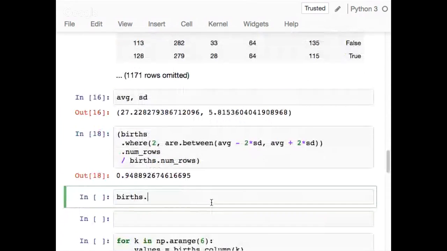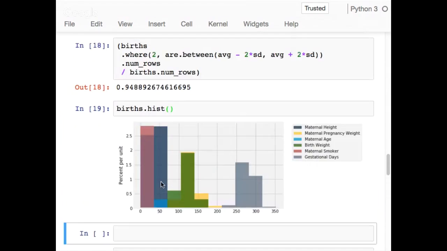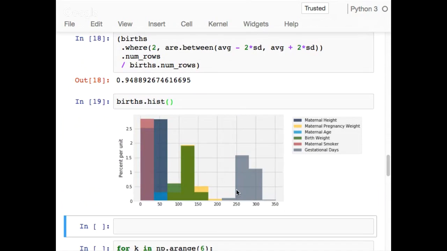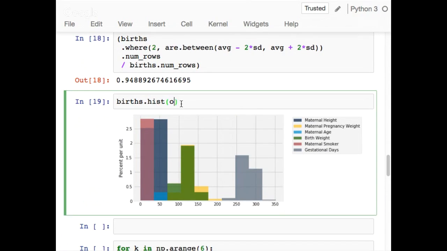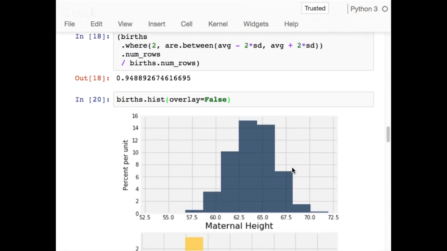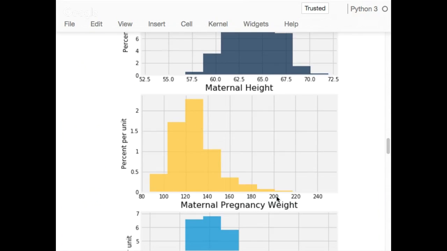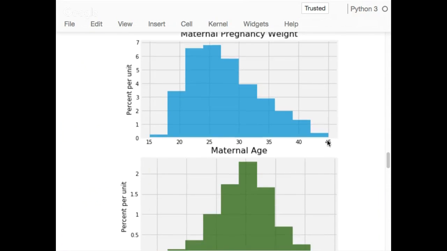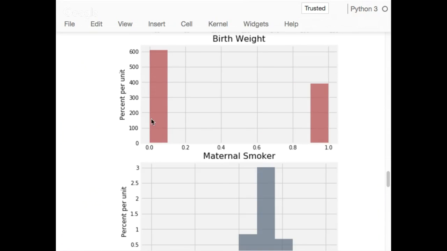So births.hist. If I leave it as it is, it'll try to plot all the columns on one histogram, which is not really helpful. So I'm going to say overlay equals false to put them all in separate histograms. And here we go. Maternal height looks like this. Maternal pregnancy weight looks like that. Maternal age is like that. Birth weight. Maternal smoker is just yes or no, true or false.